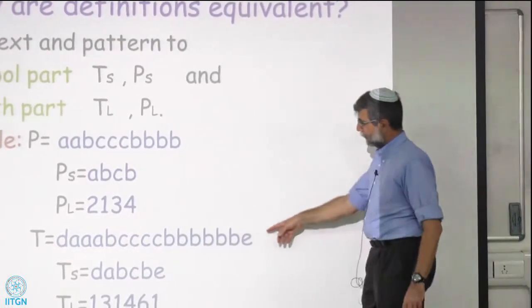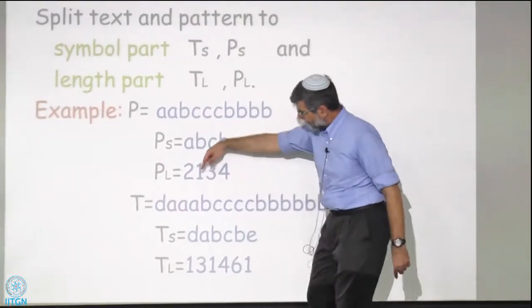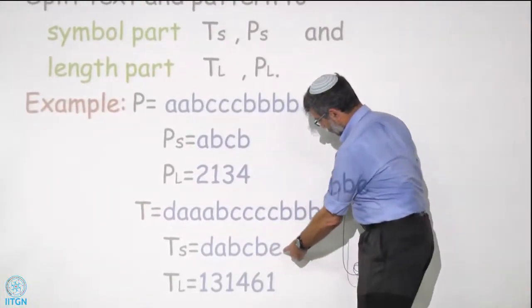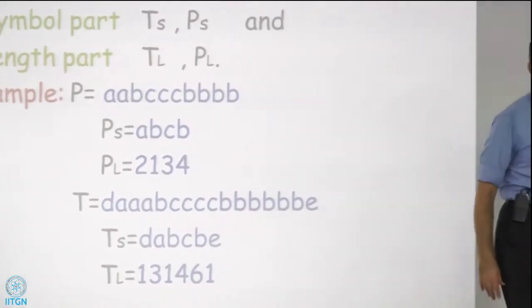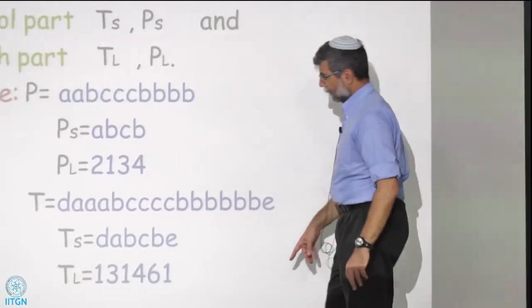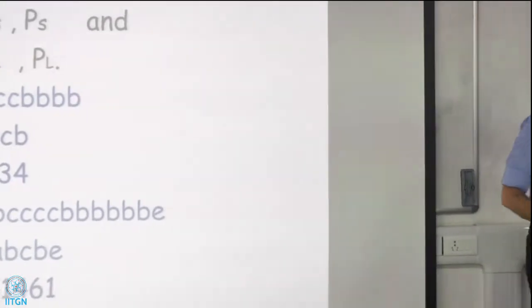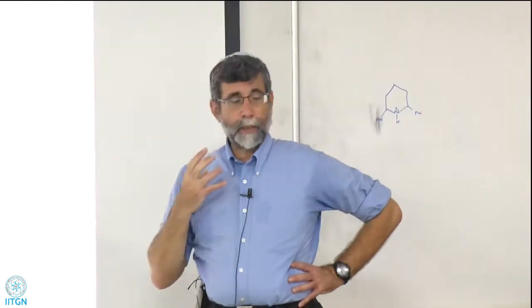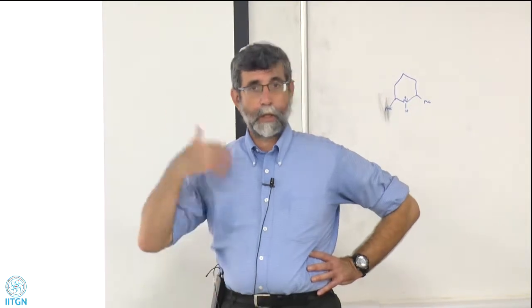Now, if we look at this particular scary text, again, we have a D, then we have a bunch of A's, then we have a B and C, then a B again, and the B is very long, but then there's an E. So this is the symbol text. But the length text is this. So when we're looking for a matching, what we really want to do is find a place where the symbols match, and then where the lengths are an appropriate multiple according to our definition.